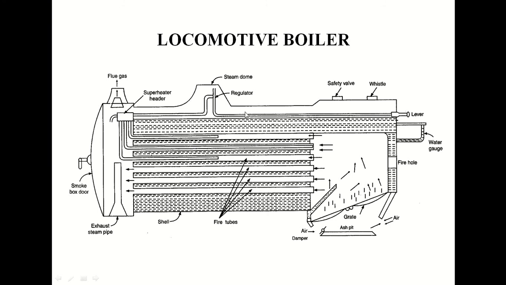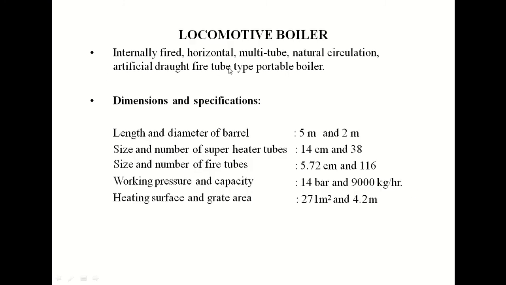So this is the steam dome, and this is like a safety valve. Then the flue gas is taken out. Then this is the lever, and this is the water level indicator. Now about this one: it is an internally fired, horizontal, multi-tube, natural circulation, artificial draft, fire tube type portable boiler. So we can easily move this boiler anywhere we want.